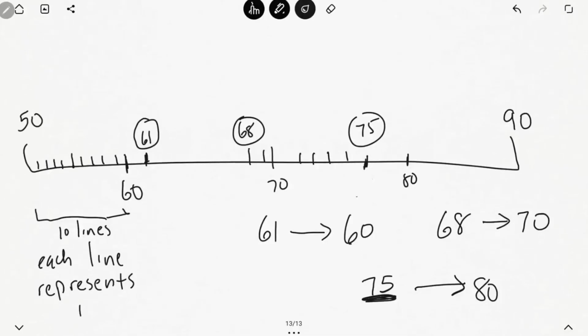All right, and as you can see on here, we will round down because 61 is between 60 and 70, but it's closer to 60. 68 is between 60 and 70, but it's closer to 70. 75 is exactly halfway between 70 and 80, but we said when a number ends in 5, we round it up closer to 80.